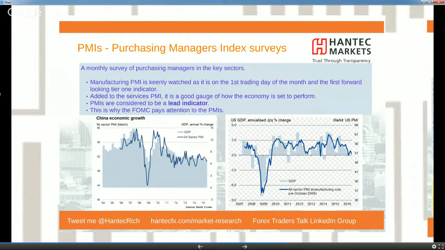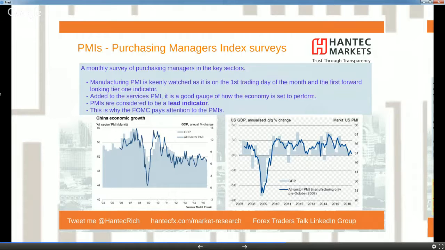Now, the questions compiled by these surveys take on 5 different factors. You're looking at production, new orders, which is very important, supplier deliveries, inventories, and also employment as well. So there are all aspects of that sector. So when you look at manufacturing PMI, it's a very strong lead indicator as to exactly how the manufacturing industry will be performing in the near to medium future.